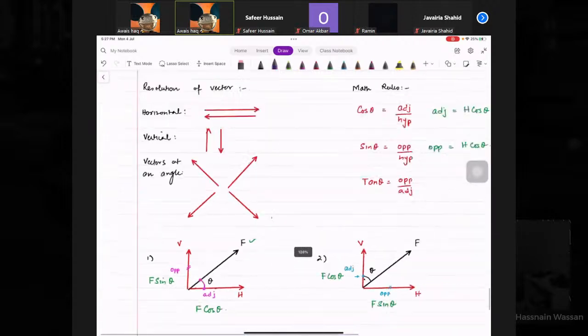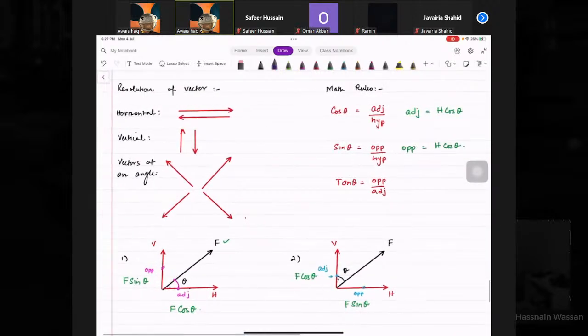So the formula for adjacent is that if you multiply hypotenuse with cos theta, you get adjacent, right? This is why the hypotenuse was F. So we multiplied F with cos theta to find the horizontal component's magnitude. Similarly, for opposite, I wrote it wrong here. Sorry, it should be sine theta. So we wrote hypotenuse times sine theta to find opposite. Is it clear?